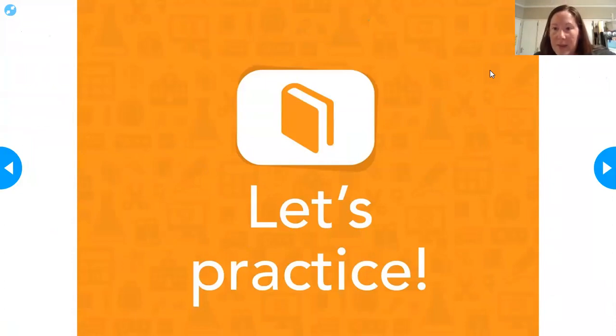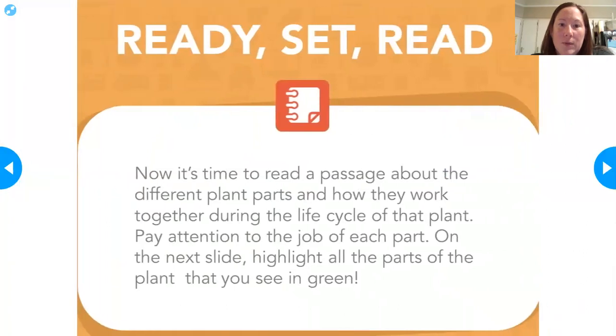Now as you're sliding back into your seats, let's practice what we talked about yesterday with those parts of a plant. Hopefully you submitted your work on Dojo already and you all have your parts of a plant correctly labeled. Today we're going to do a little bit of reading. We're going to read a passage about the different plant parts and how they work together during the life cycle of the plant. Your job is to pay attention to each job of each part of the plant.